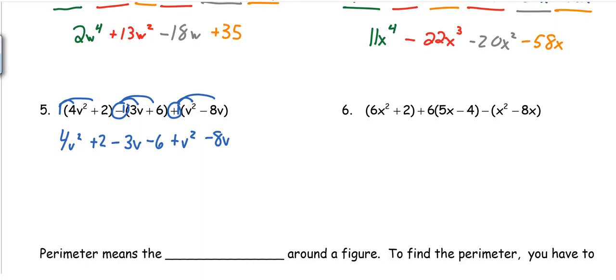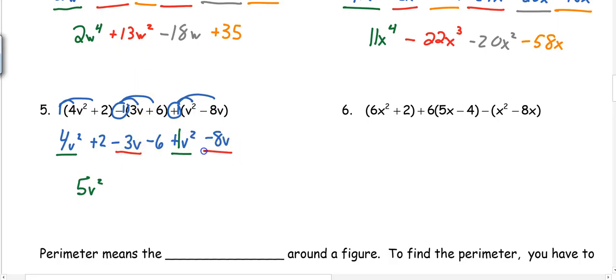So looking at the highest exponent is v squared. So v squared plus v squared. Remember, if there's no coefficient in front, there's a 1. So this is really 4 plus 1, which gets us 5v squared. Then I'm looking at my v term. So I have negative 3v minus 8v, which is negative 11v. And last, I have 2 minus 6, which is negative 4.